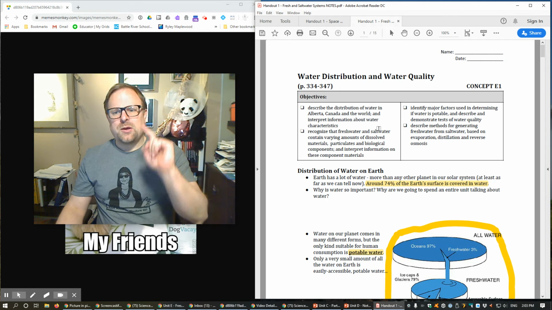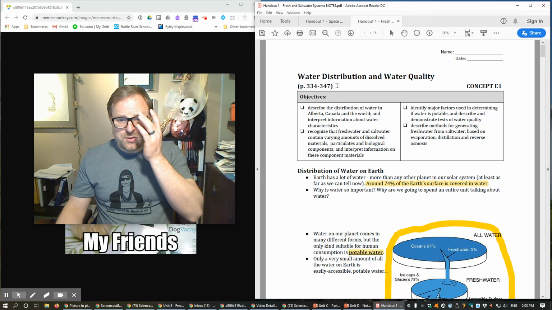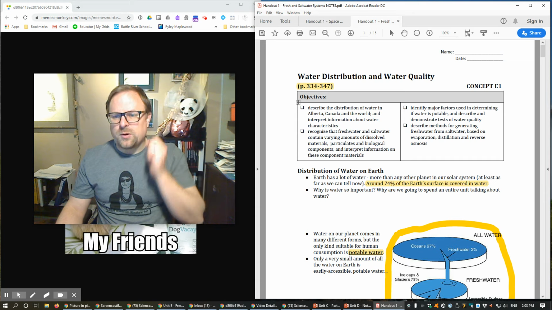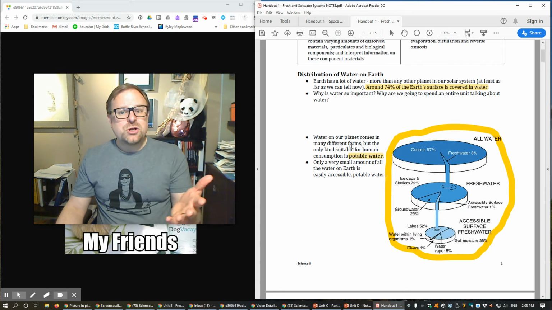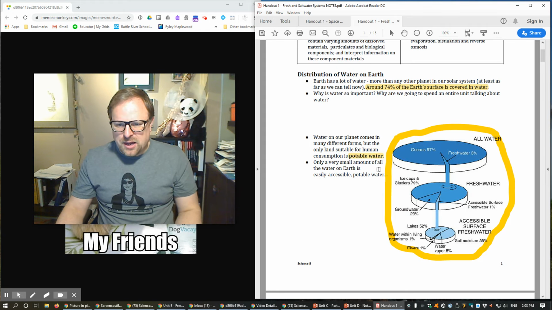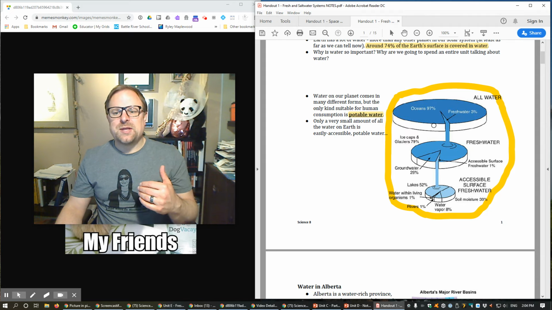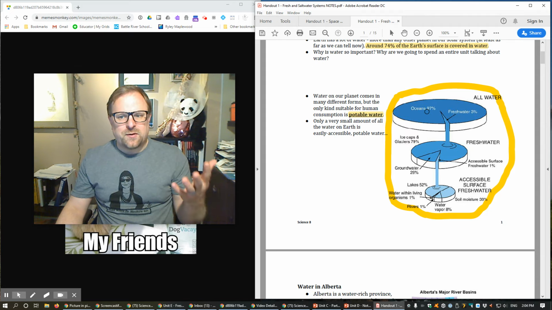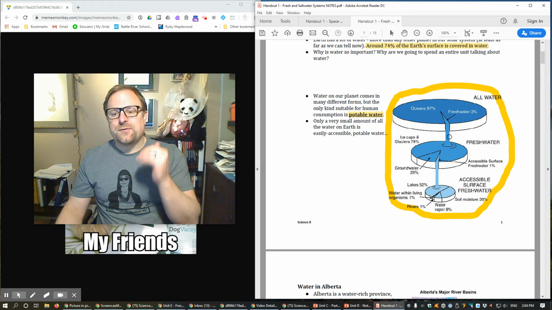Okay, so here's the notes. If you don't have them, open them up now. And remember, we're working through these pages in the textbook at the top here, 334 to 347, covering these specific outcomes here. I want you guys to know about where we find water on Earth and in what forms. And so this diagram that I circled here is super important. Okay, I want you guys to understand 97% is found in the oceans, which means it's salt water. That means that 3% of what's left over here on Earth is fresh water.